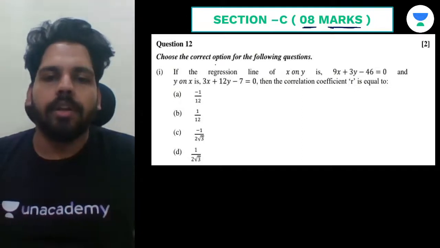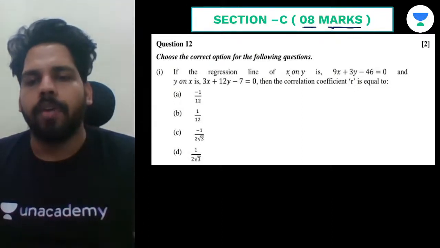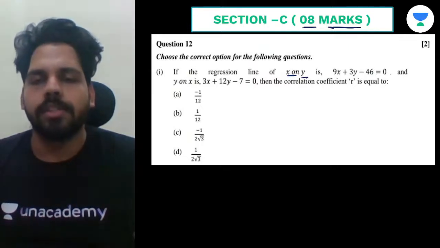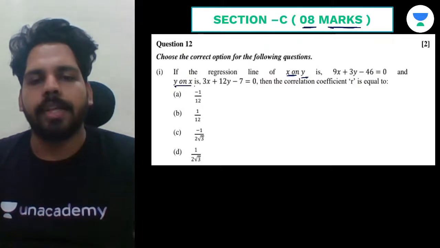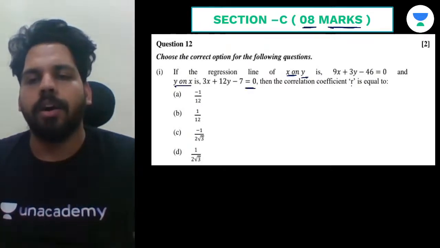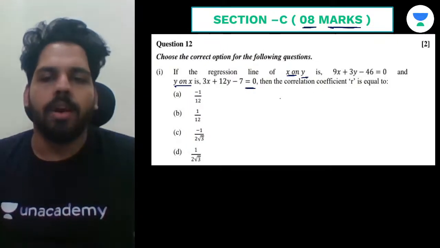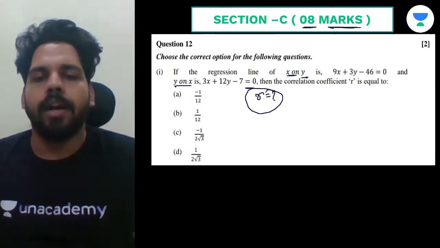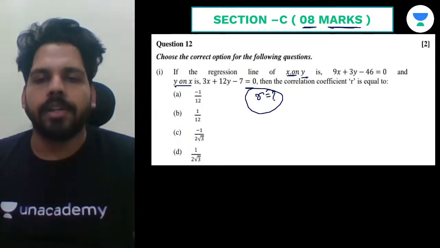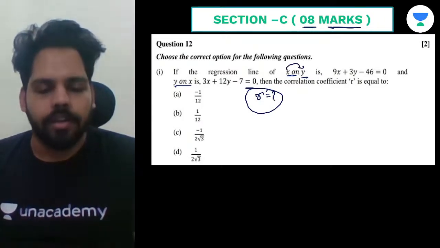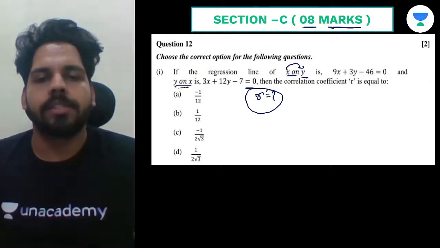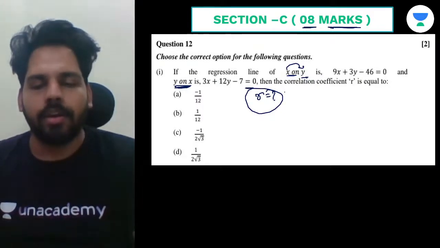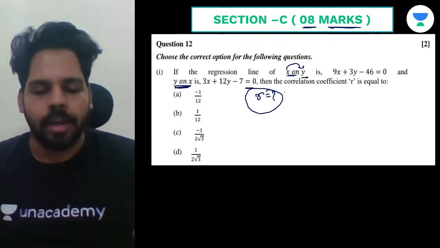Which says, if the regression line of x on y is 9x plus 3y minus 46 is equal to 0, and y on x is 3x plus 12y minus 7 is equal to 0, then the correlation coefficient r is equal to? That means we have to take out the value of r over here. Understand? The regression line of x on y and regression line of y on x are both given to you, right?